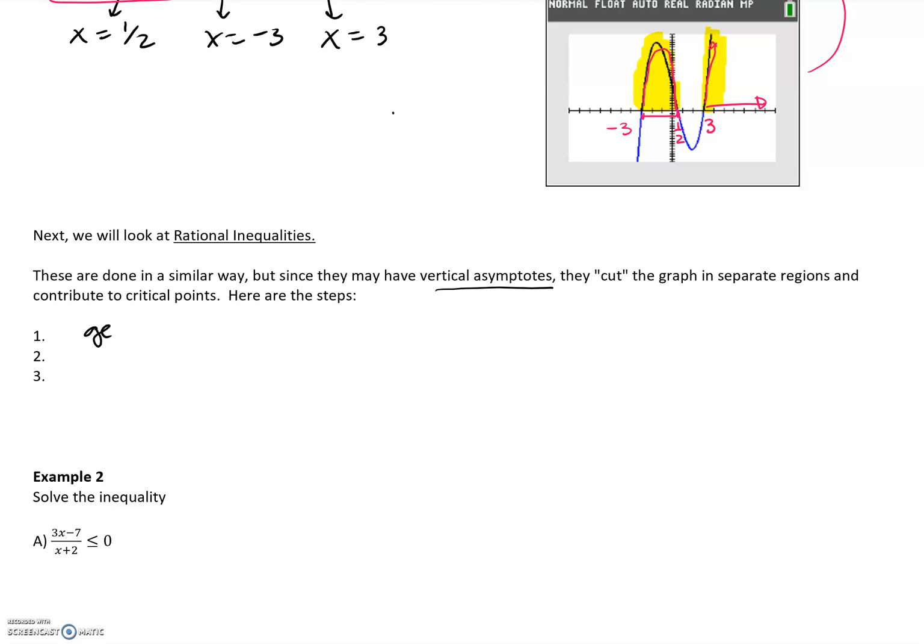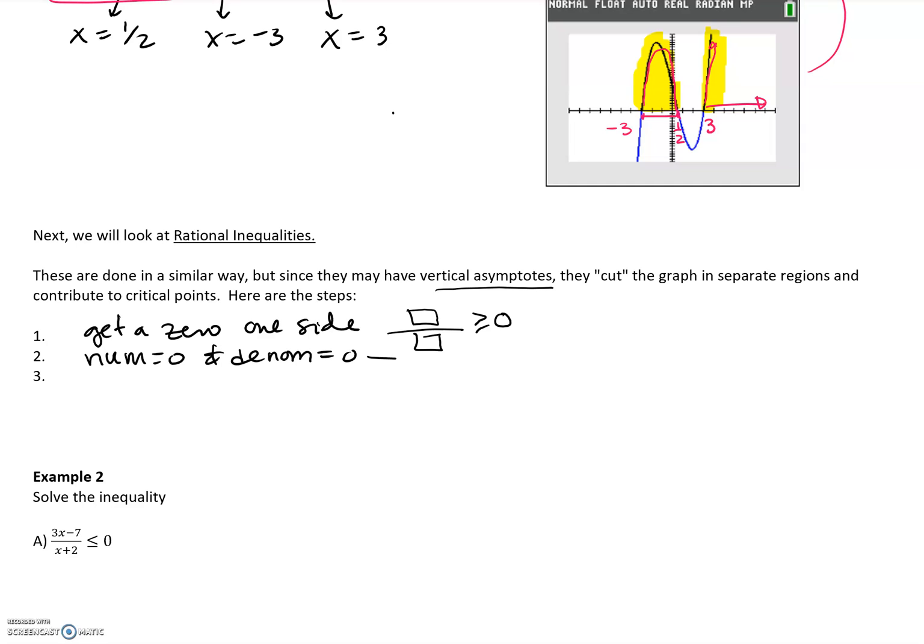So again, first we're going to get a 0 on one side, just like we did with polynomials. So we'll basically have our fraction greater or equal to 0, let's say, or less than or equal to 0, or whatever the inequality may be. Then you're going to set the numerator equal to 0 and the denominator equal to 0. And those are going to be your critical points. So both contribute here. In a polynomial, it was only one expression. Now you have a numerator and a denominator to worry about to get the critical points.